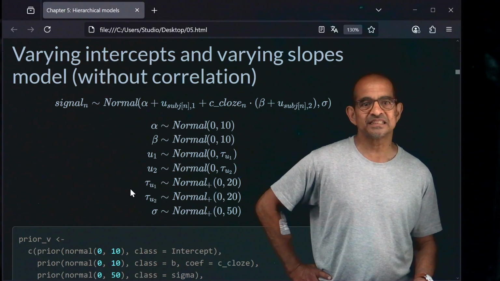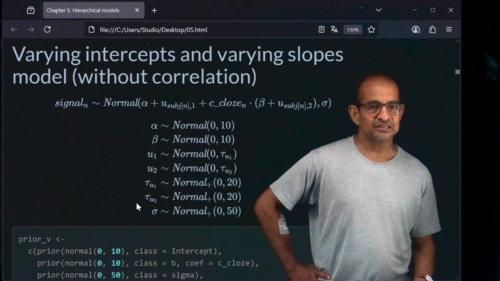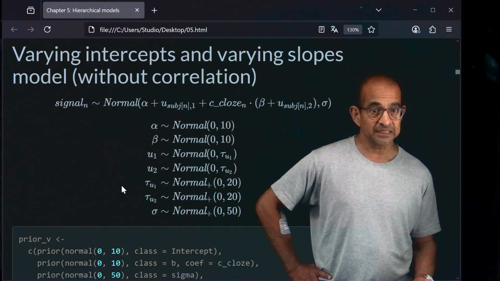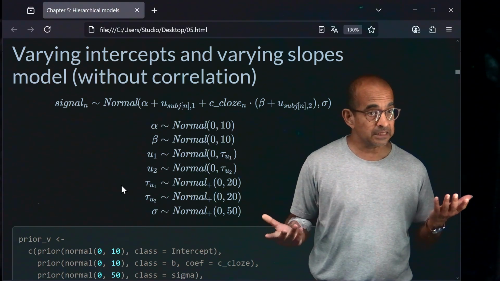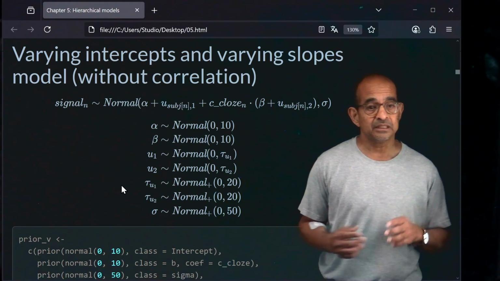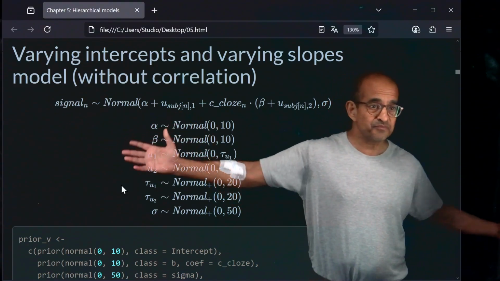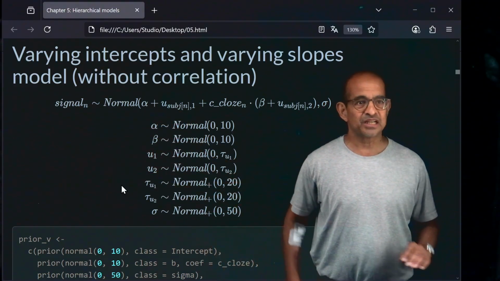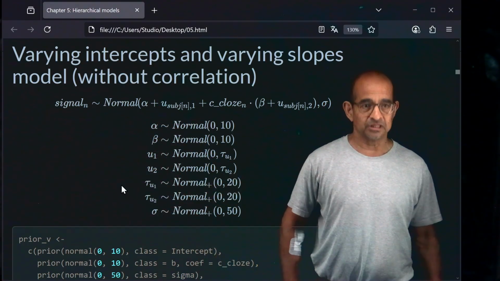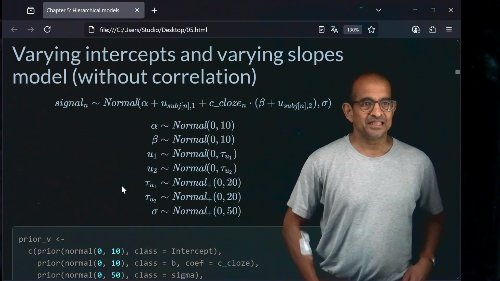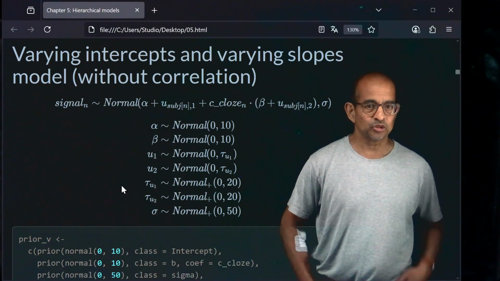103 parameters plus 2 more, so that's 105 parameters. In this simple model, there are 105 parameters. Okay, so the sampler is searching 105 parameter space to figure out the joint posterior distribution of all these parameters. In such a simple model, there are so many.